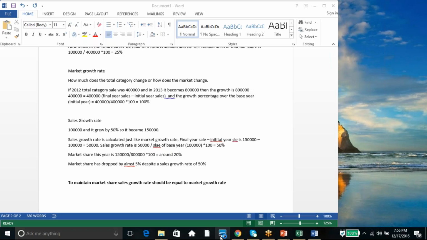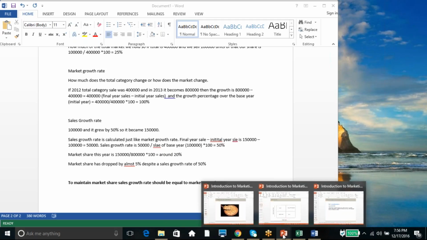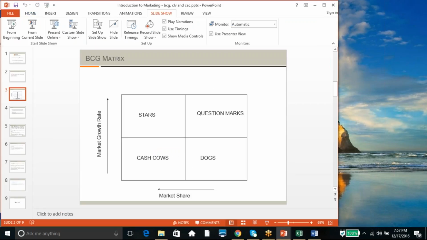Okay, now I'll quickly give a little bit on the application of the BCG matrix. You don't have an assignment on BCG matrix. I plugged it in only because these three different things were supposed to be understood well. But I will talk a little on the application of BCG matrix.